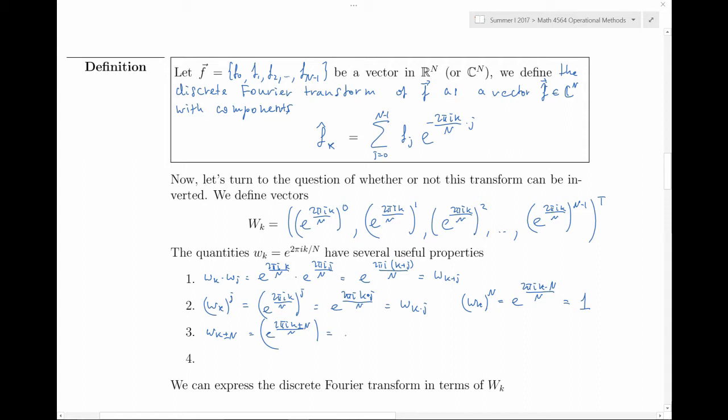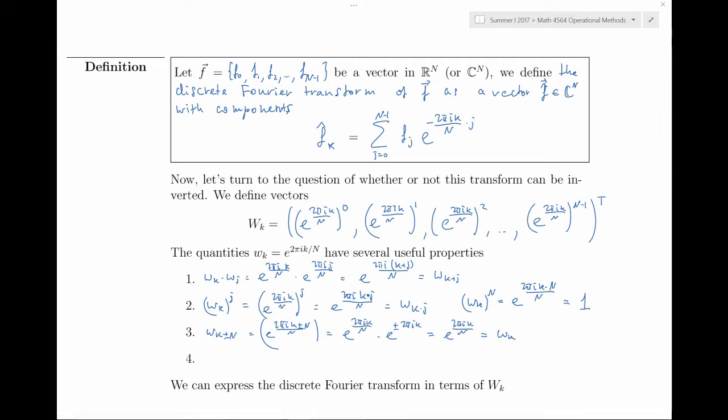So this is going to be, if I break it up, e to the 2 pi i k over n times e to the plus or minus 2 pi i k. The second number is always going to be 1, so it's e to the 2 pi i k over n, and therefore it's the same as w_k. So shifting the index of w's produces the same numbers.